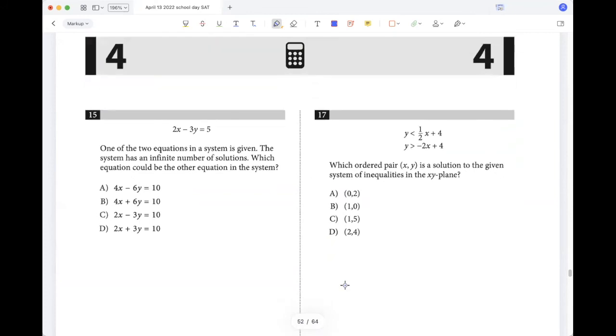One of the two equations in a system is given. The system has an infinite number of solutions. Which equation could be the other equation? So for the system to have an infinite number of solutions, the second equation should be a multiple of the first, right? So if I multiply this by 2, I get 4x minus 6y is 10. So that's option A.